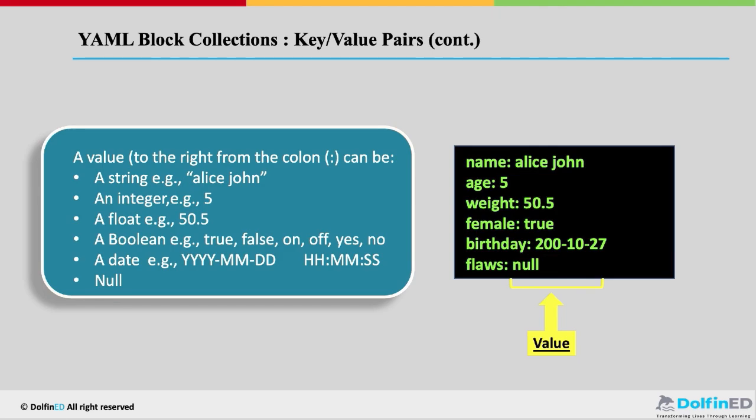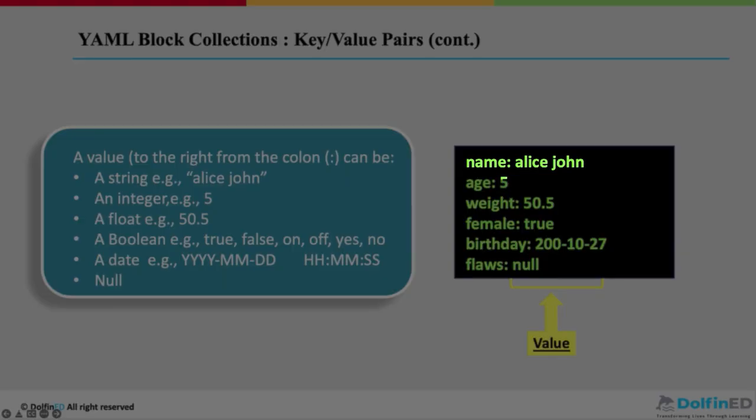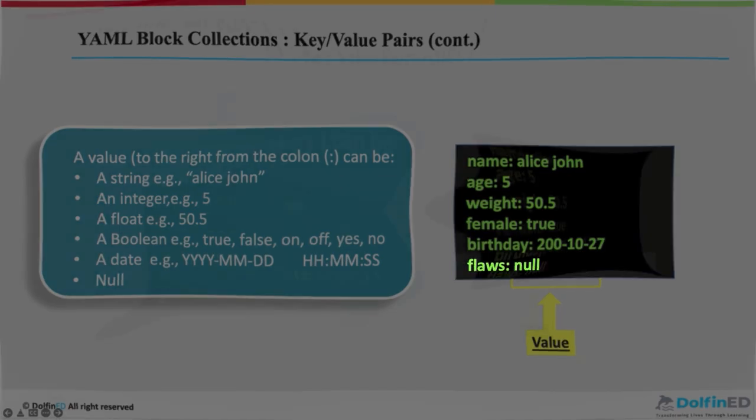Now, what are the possible values for a key? Could be a string, as the one we have seen. It could be an integer. It could be a float or a decimal point number. It could be a boolean, like true, false, on, off, yes, no. All of these are going to be translated the same. It could be a date. This is the format to write the date: 4 digits for the year, hyphen, 2 digits for the month, hyphen, 2 digits for the day. And then if you want to add the time, then it's going to be hours, minutes, seconds. Or it could be a null.